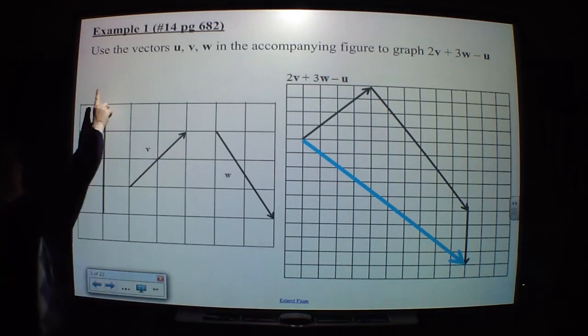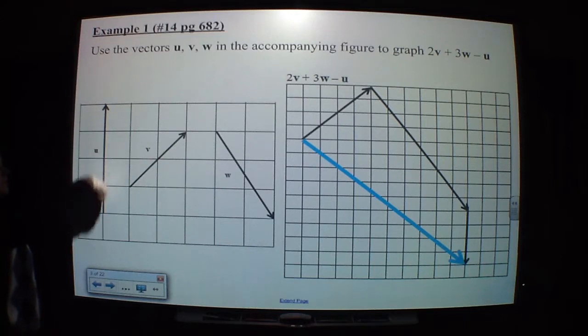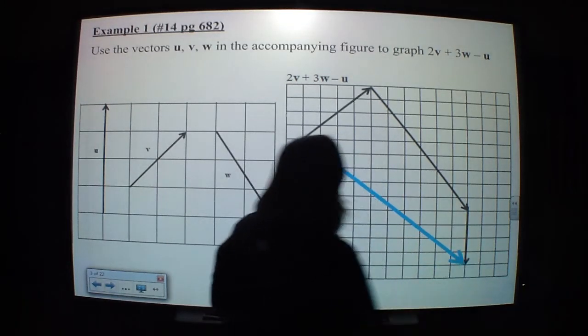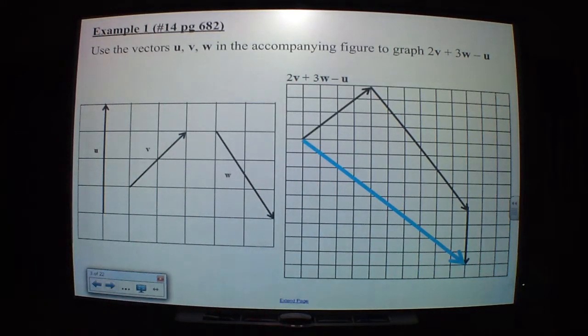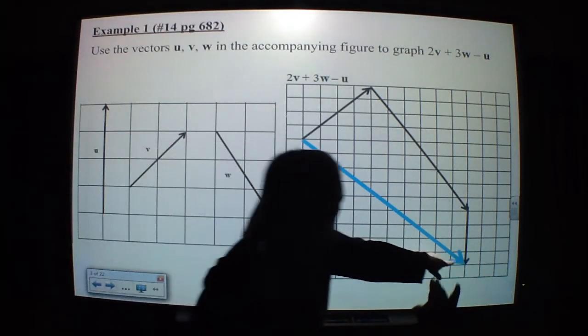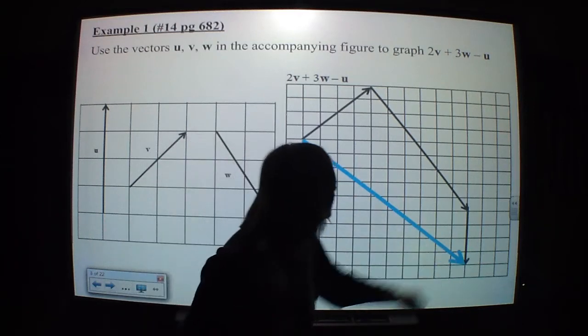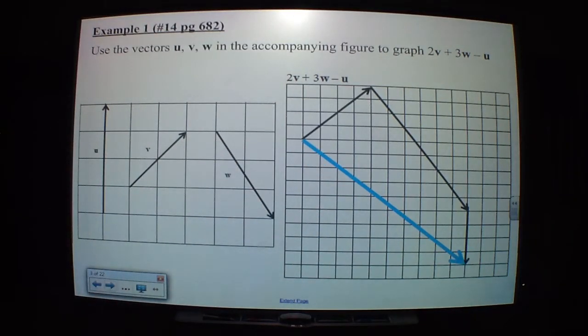Since u goes up, negative u would go down. So instead of going up 4 units, I'm going to go down 4 units: 1, 2, 3, 4. So my final vector is the blue one. I started here, I ended here, so that's why that has my arrow. So there's my vector, and you're done.